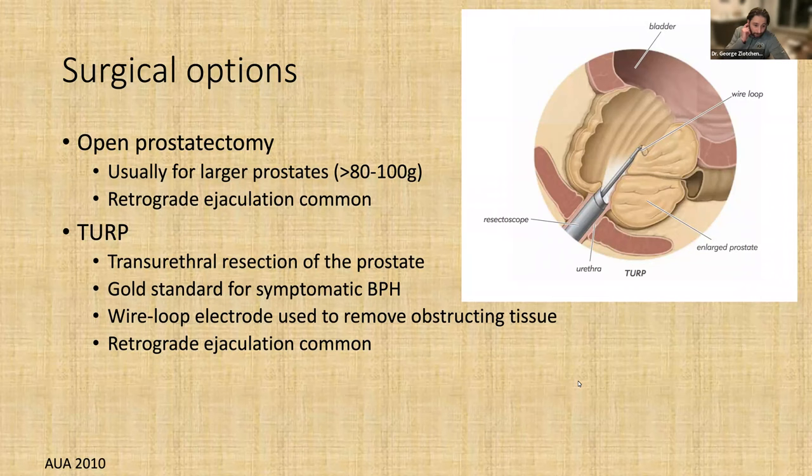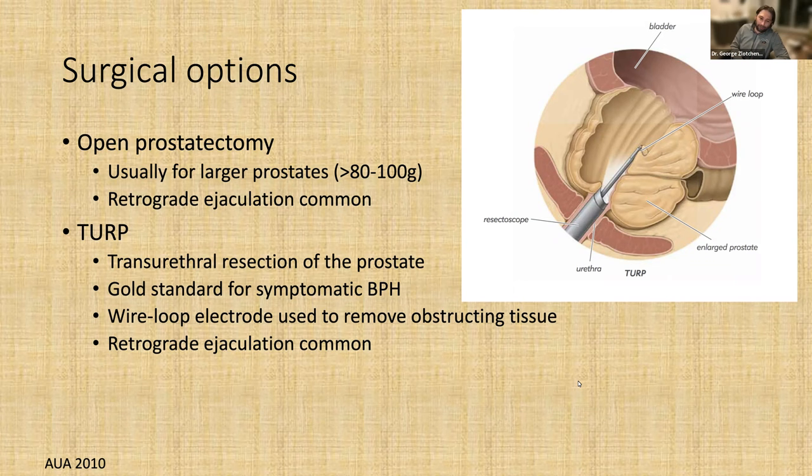TURP, this is the gold standard for BPH. This is what you'll see a lot of our literature compare PAE to, TURP. And we're pretty close to having short-term data that's equivalent to TURP, although some urology data contradicts that. But we don't have very long-term data yet. Haven't been doing it for that long.